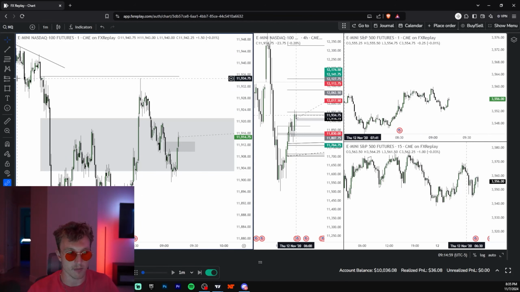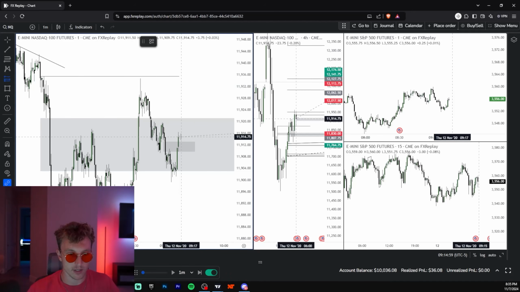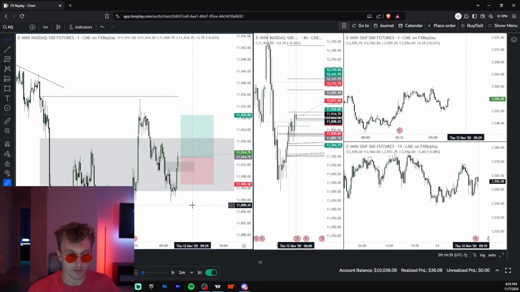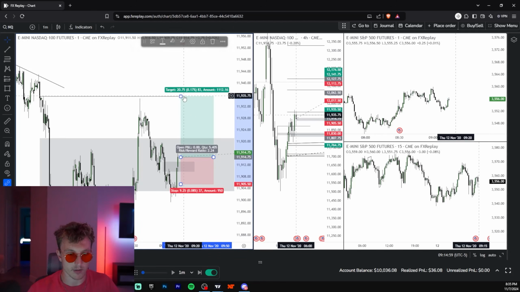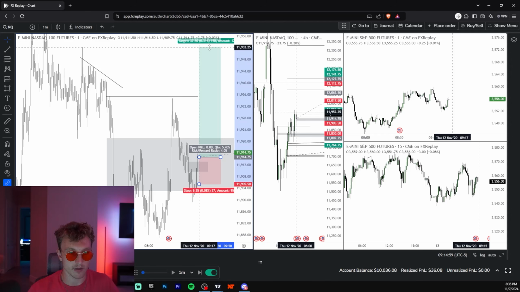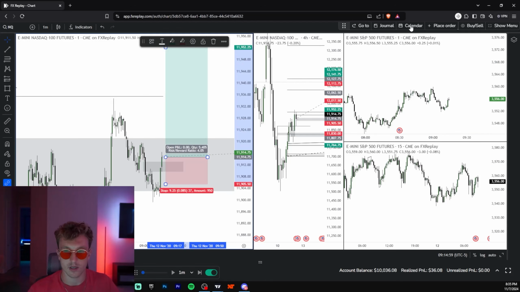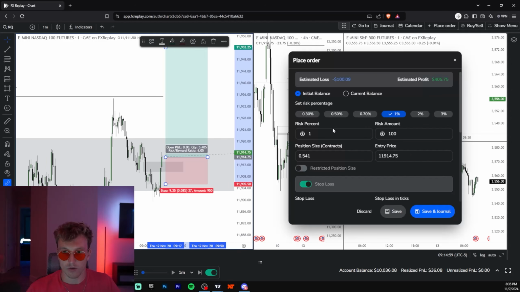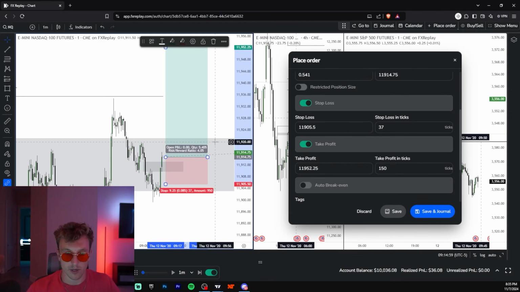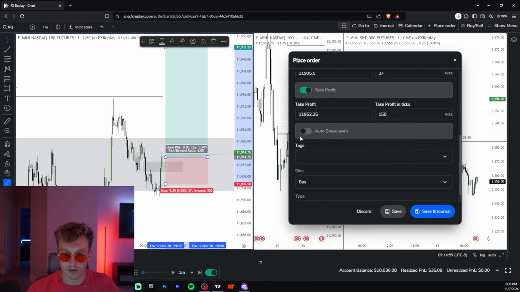I think this is really good momentum. See, this to me, this is pretty light bulb, even with JPOW speaking. So we're gonna try this entry. We're gonna do most off the equal highs, but I'm gonna go for something like this. So we're gonna do a place order, 1%, auto break even at 11,920.